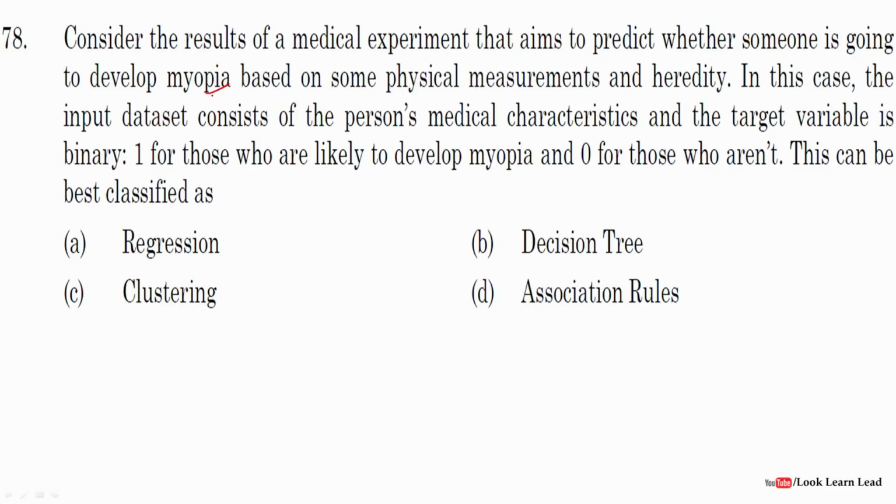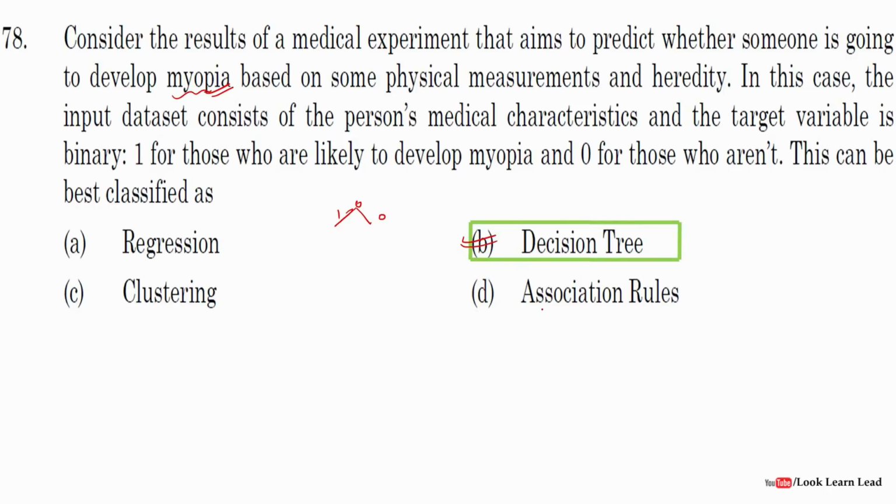Okay. So the decision has to be made whether they would develop myopia or not based on some physical requirements and heredity. In this case, the input dataset consists of personal medical characteristics and the target variable is binary. So we have it in the form of 1 and 0: 1 if they are likely to develop myopia, and 0 if not. It is very clear it can be classified using decision trees.